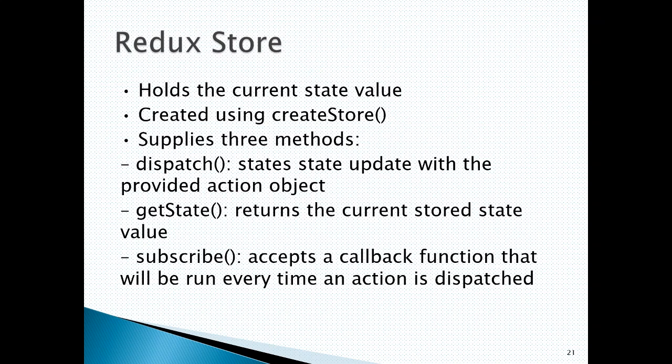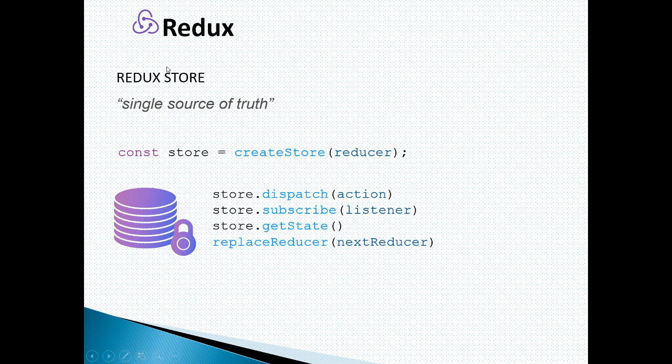It supplies three methods: dispatch, with which you can dispatch any action to it, and the state is updated with the provided action. getState returns the current stored state value. Subscribe accepts a callback function that will be run every time an action is dispatched. So whenever you dispatch any information, you can get the new state. This is the store function.